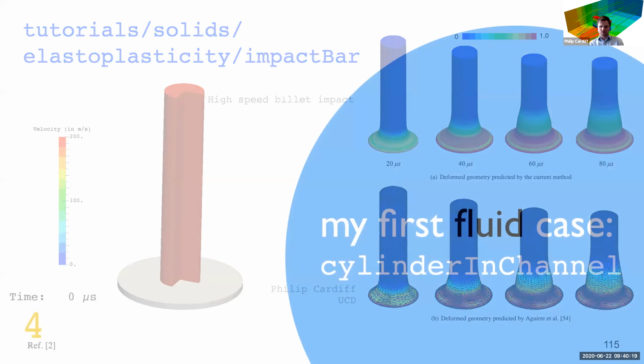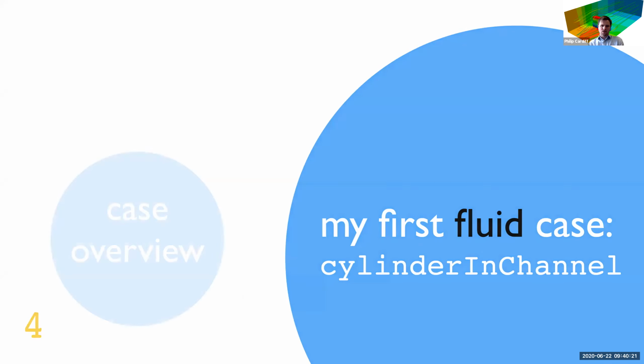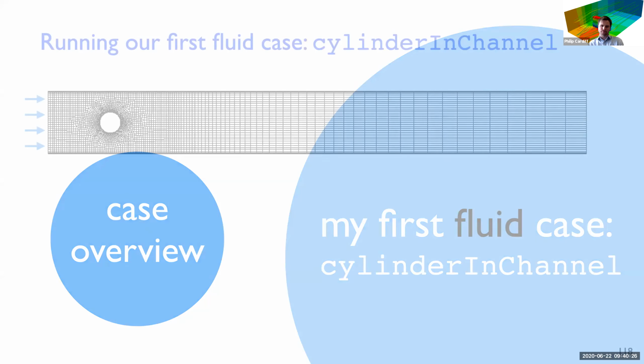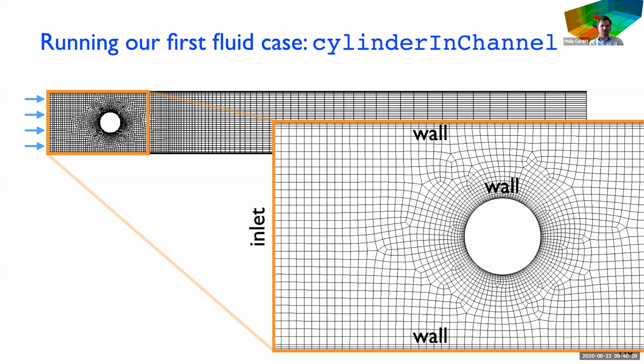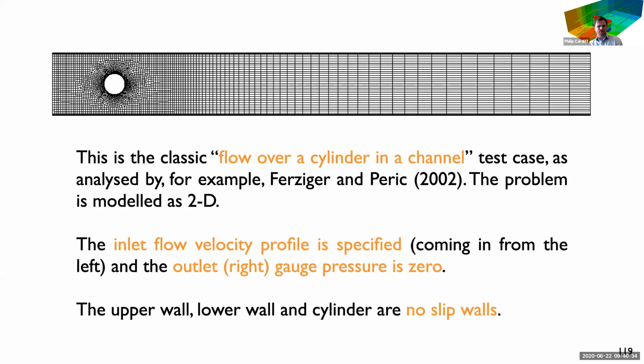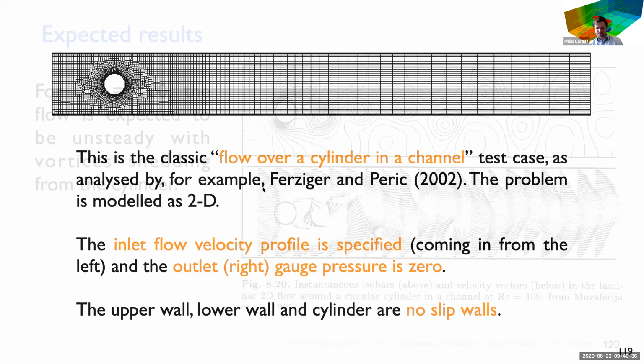It's not too exciting. So then, just to show if you wanted to do a fluid case, this is your standard case from Ferziger and Perić of a cylinder in a channel, and what your expected results are.